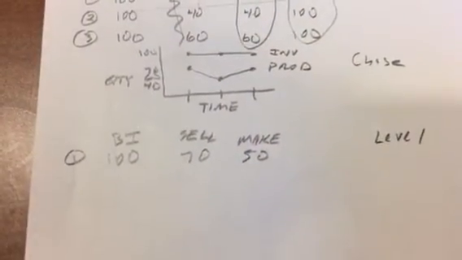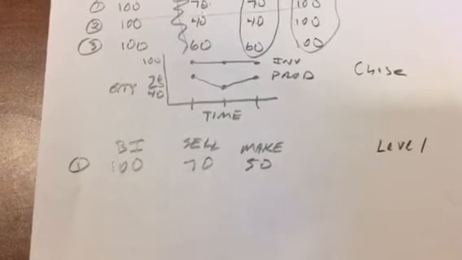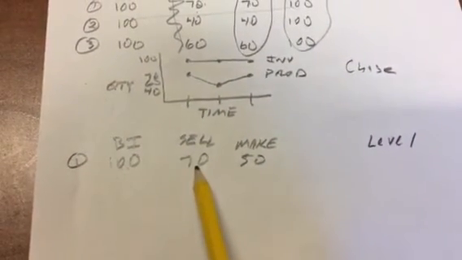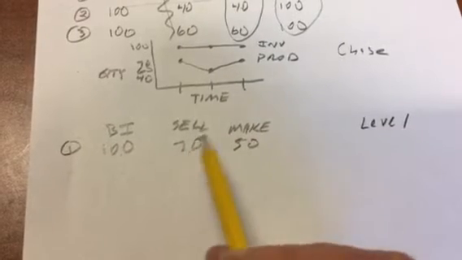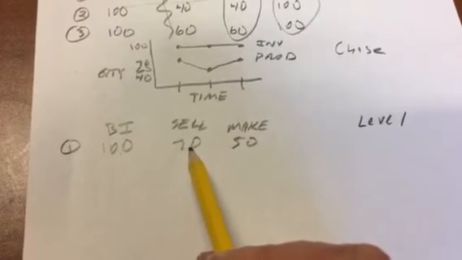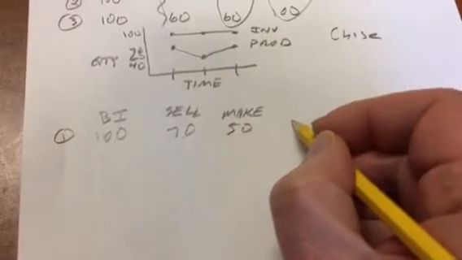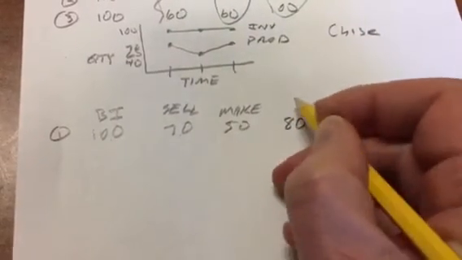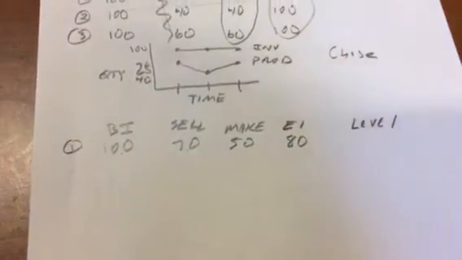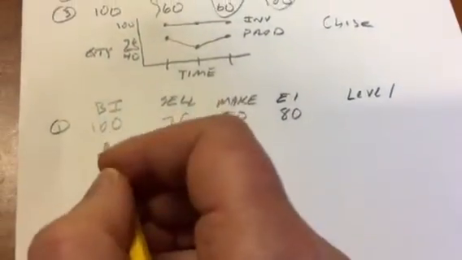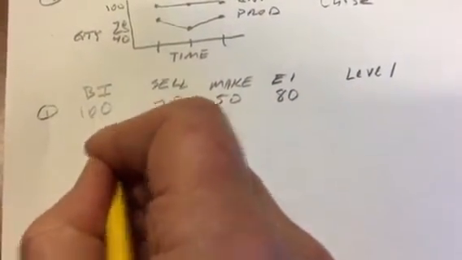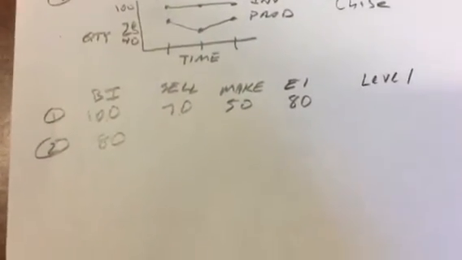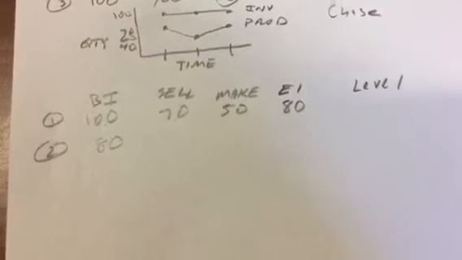So now what's our ending inventory? Well, we started with 100. We sold 70, right? So if we didn't make anything, that would get us down to 30. But we made 50, so now we're going to actually wind up with an ending inventory of 80. Now the next week, our beginning inventory is 80, right? That same inventory level that we're carrying over from the previous week.